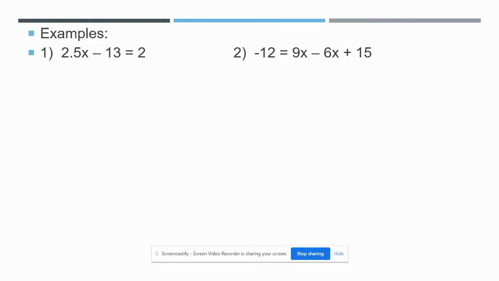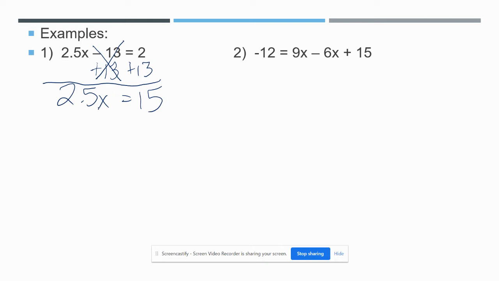So we're going to start with, do I have any like terms that are on the same side of the equal sign? So that's going to be in this area right here. Nope. 2.5x and 13 are not like terms. Like terms, though, are going to be the 13 and the 2. I want to add the 13 to both sides. We have 2.5x. These add to 0. And 2 plus 13 is 15.